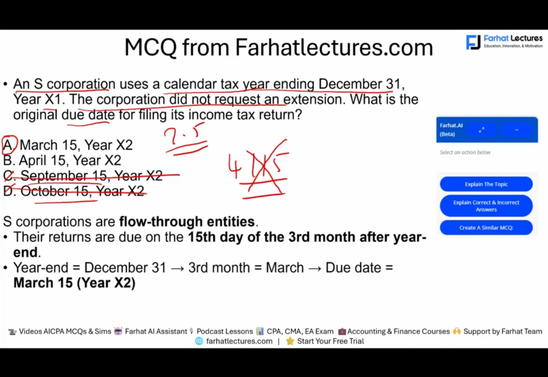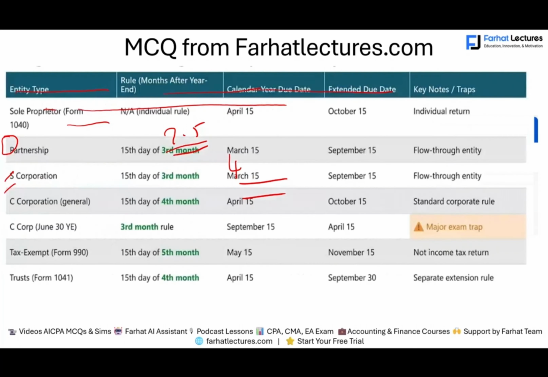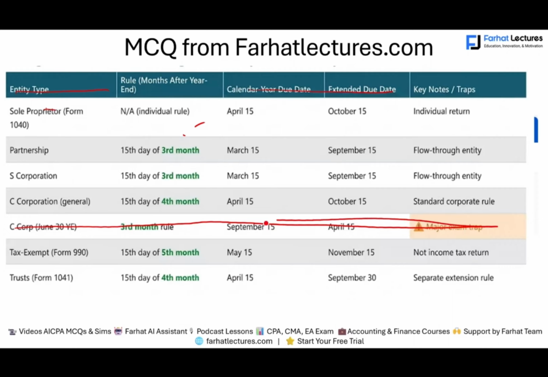Now here's what I want to tell you about this. Remember this grid that we started with. It's something you need to be familiar with. And remember, C Corp June 30th, basically this rule is gone. Just make sure you know this. We talked about it in the recording.